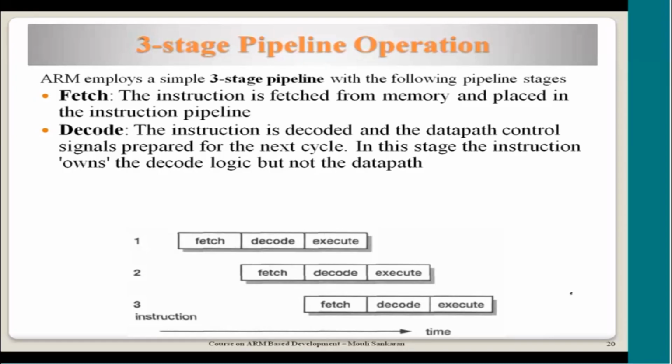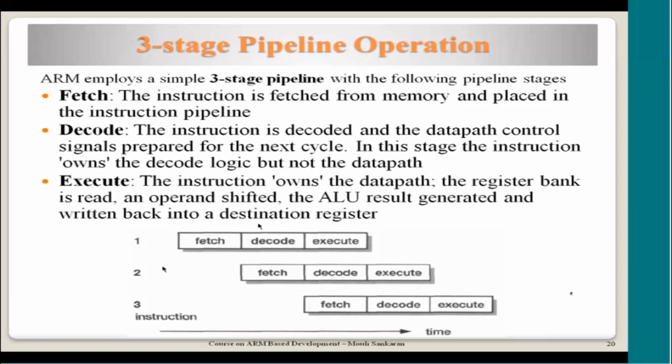So the decode logic passes on that information to the execution stage and that gets executed. Now let us see, during the execution, as I told you, it owns the data path and the particular instruction gets really executed here, and the values are written into the respective registers as per the instruction that was read.